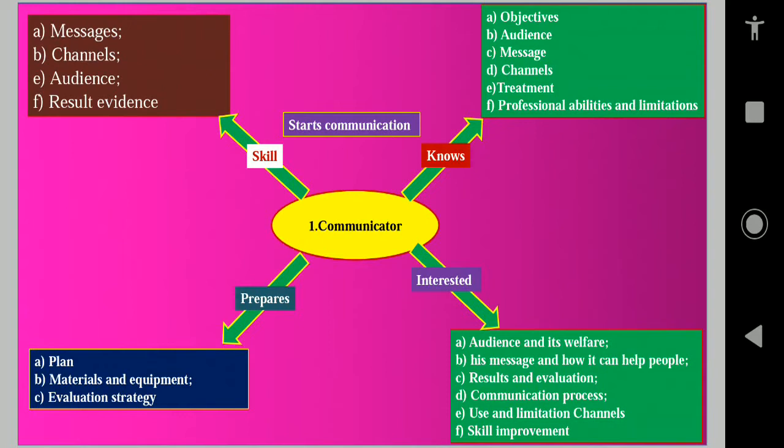First, your skill should include selecting the message: how he will select the message, then treating that message, how he will treat it, and then expressing the message in verbal and written form. Then selection and use of channels. Second is your channel: how he will select the channel and use it. Then understanding the audience, how you will understand the audience. Then collecting evidence of results.